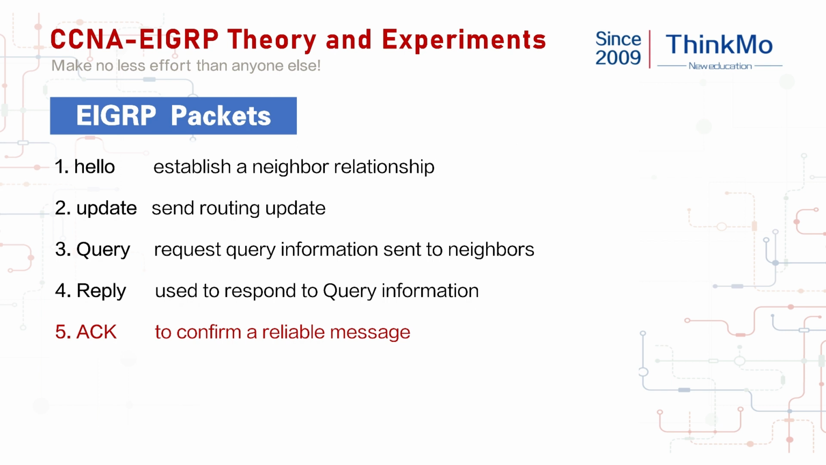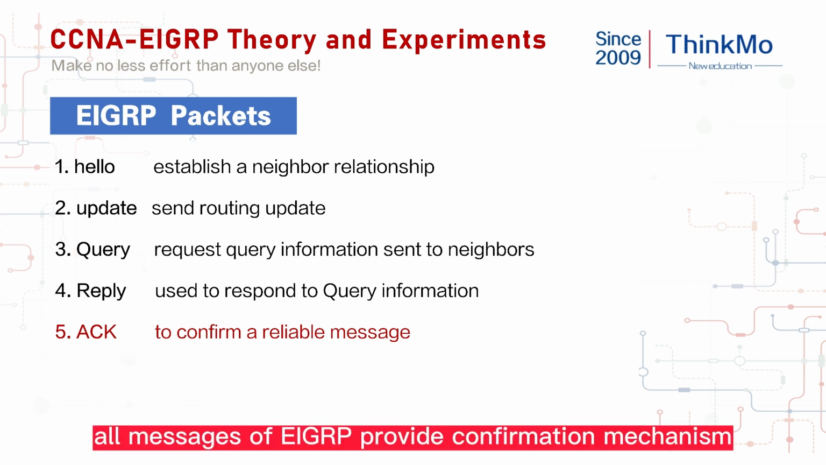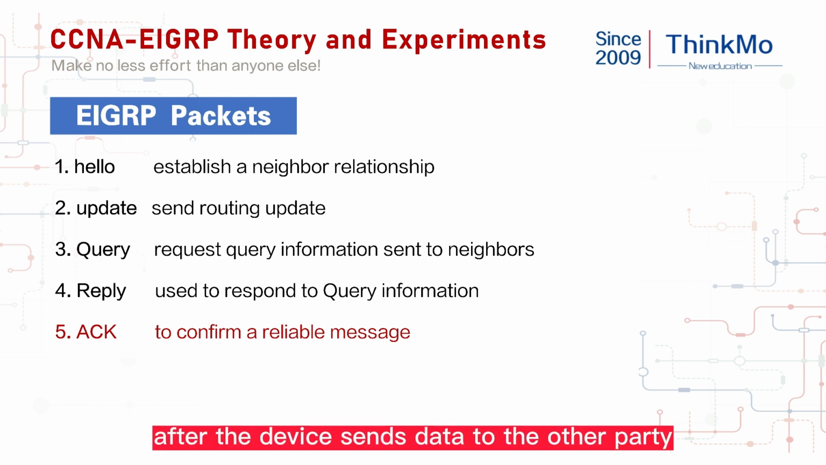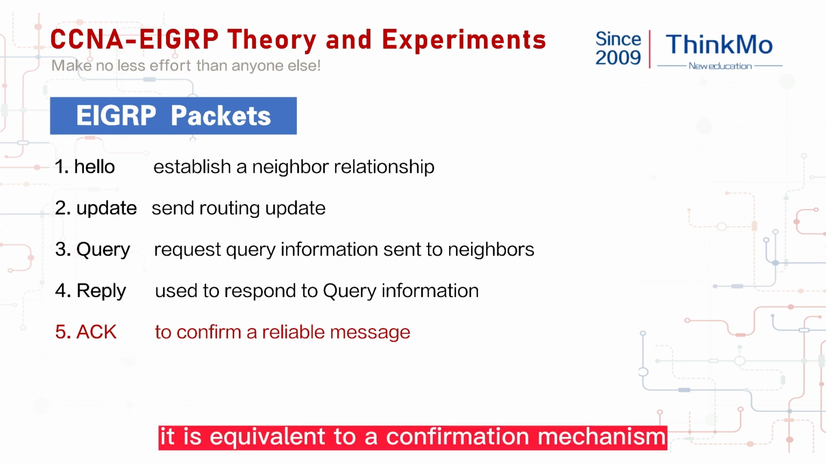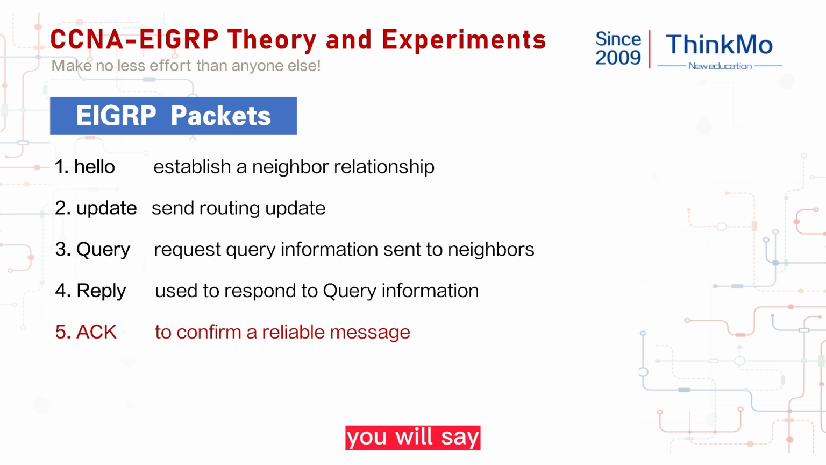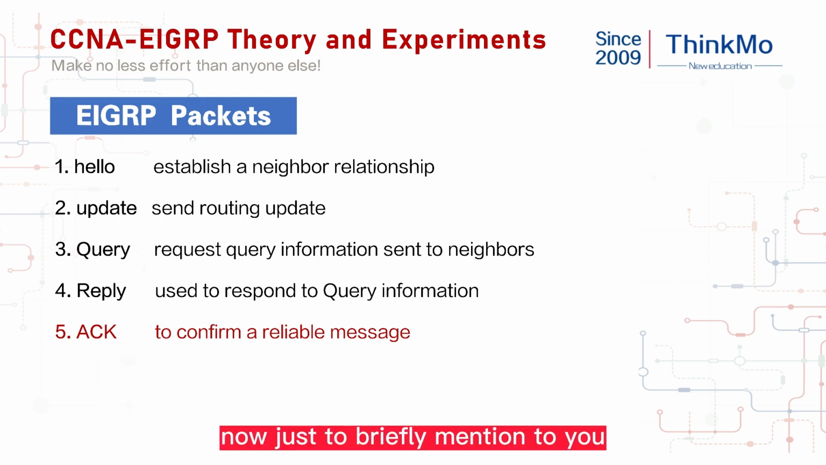It is not a message. It is a confirmation mechanism. In the 4 messages mentioned above, there will be an ACK field that can be filled in. That is, all messages of EIGRP provide a confirmation mechanism. After the device sends data to the other party, the other party can carry the confirmation in the message sent back to the device, which represents that the message between them has been transmitted. It is equivalent to a confirmation mechanism. When we analyze the messages later, we will go into it; now I just briefly mention it.